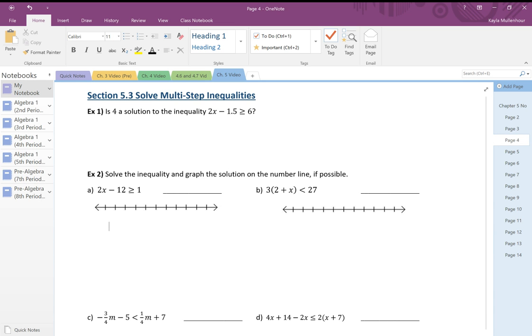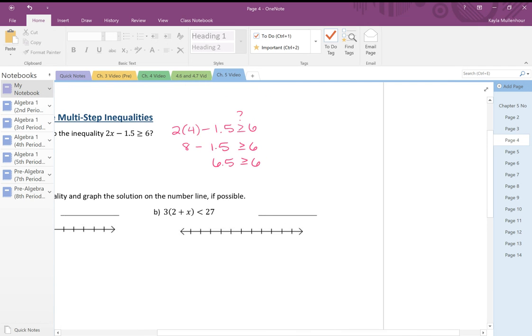So basically, we want to know if we plug in 4 for x, are we going to get a true statement? So plugging in 4, 2 times 4 is 8, and 8 minus 1.5 is 6.5. So yes, 6.5 is greater than or equal to 6, so that means that yes, 4 is a solution to the inequality.